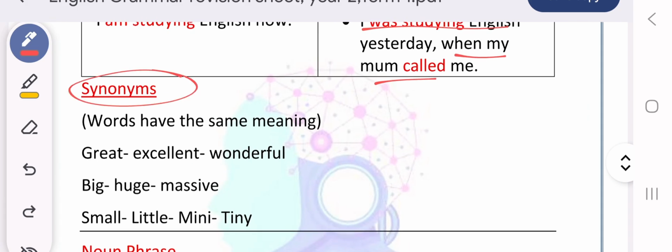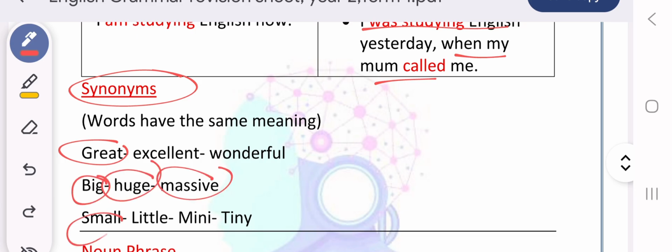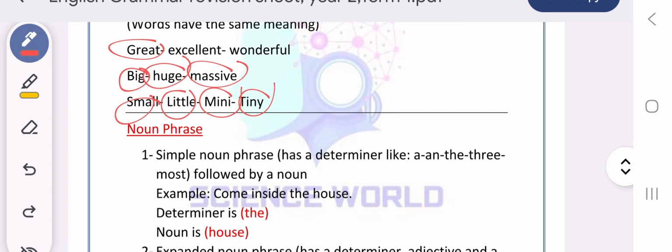So synonyms, it means words with the same meaning. Like I can use great, excellent, wonderful, big, huge, massive, small, little, many, tiny.